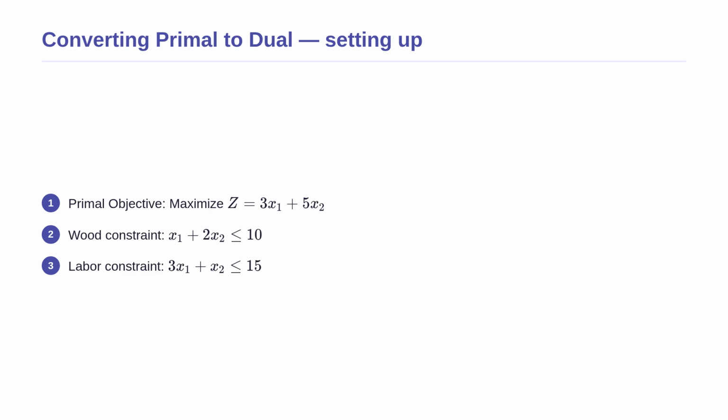Before we move on to more theory, let us see this conversion with a concrete example. Suppose a carpenter makes tables and chairs to maximize profit. We want to maximize the profit function Z equals 3x1 plus 5x2. This means $3 profit per table and $5 per chair. We are subject to two constraints. The first is wood, 1 unit for a table, 2 for a chair, with a maximum of 10 units available. The second is labor, 3 hours for a table, 1 for a chair, with a maximum of 15 hours available. This is our complete primal setup.